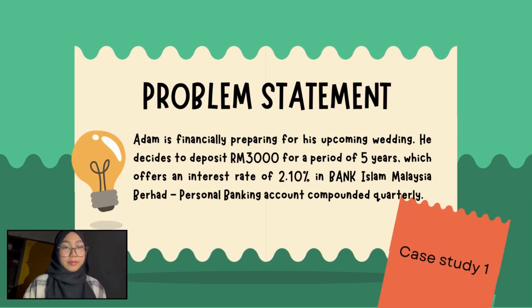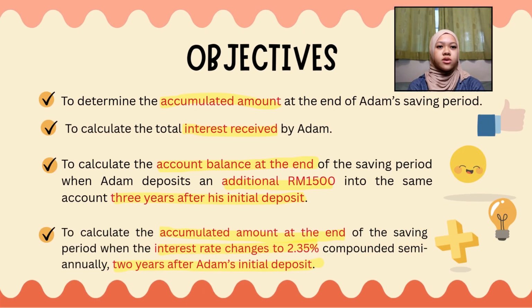Problem statement 1. Adam is financially preparing for his upcoming wedding. He decides to deposit RM3,000 for a period of 5 years, which offered an interest rate of 2.25% in a Bank Islam personal banking account, compounded quarterly. The objectives for case study 1, compound interest. First is to determine the accumulated amount at the end of Adam's saving period. Second is to calculate the total interest received by Adam.